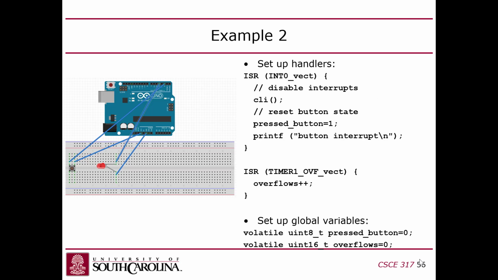Okay. So I'll set up the interrupt handler. So when it gets an interrupt, the button interrupt, it'll disable the interrupts. It'll set a global variable called press button to 1, and then it'll print button interrupt. And then I have another interrupt here that's for the timer, whenever it overflows.